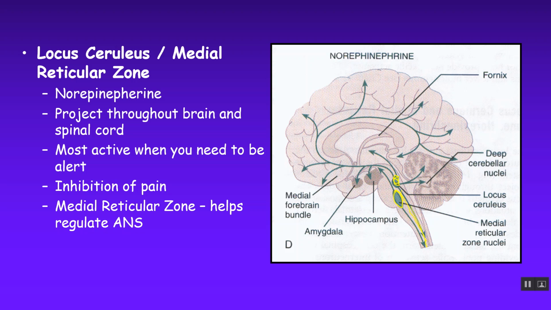The locus coeruleus also helps the raphe nuclei do their job more effectively, so the locus coeruleus will kind of prod the raphe nuclei to do an even better job of helping with pain control, so they work in conjunction with each other, in collaboration. The medial reticular zone also helps with regulation of the autonomic nervous system. So just know those couple things.